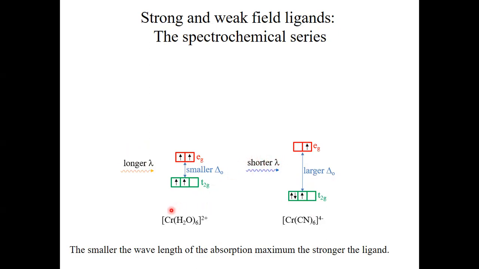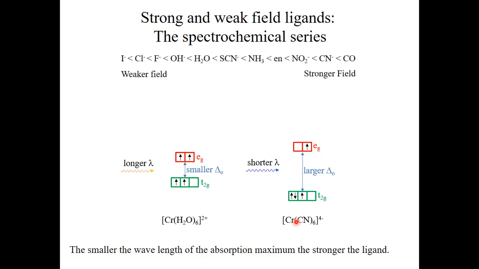Okay, so now what you can do is you can make chromium complexes, octahedral chromium complexes with all kinds of different ligands, and just compare the absorption spectra of the respective complexes, which then gives you information of your delta O. And you can order the different ligands relative to each other, okay? From longer wavelengths to smaller wavelengths, corresponding to a smaller delta O to a larger delta O. And this is what is called a spectrochemical series.